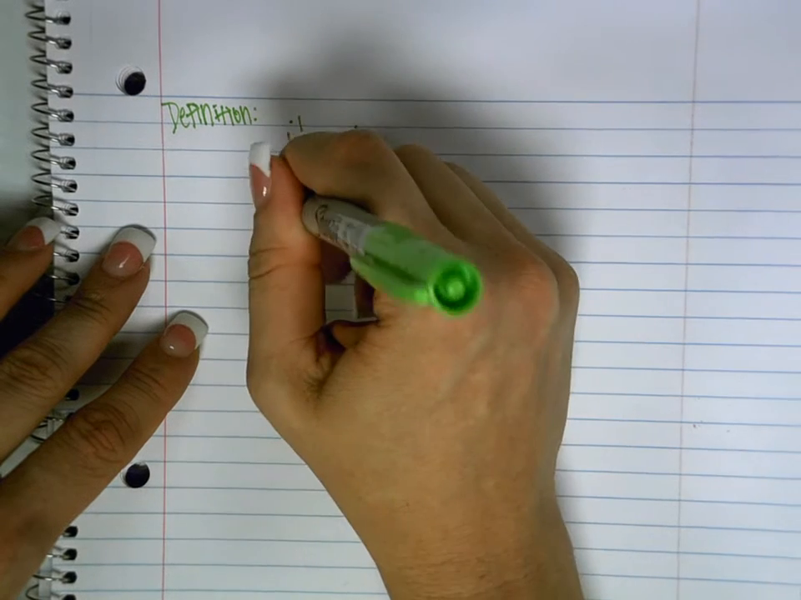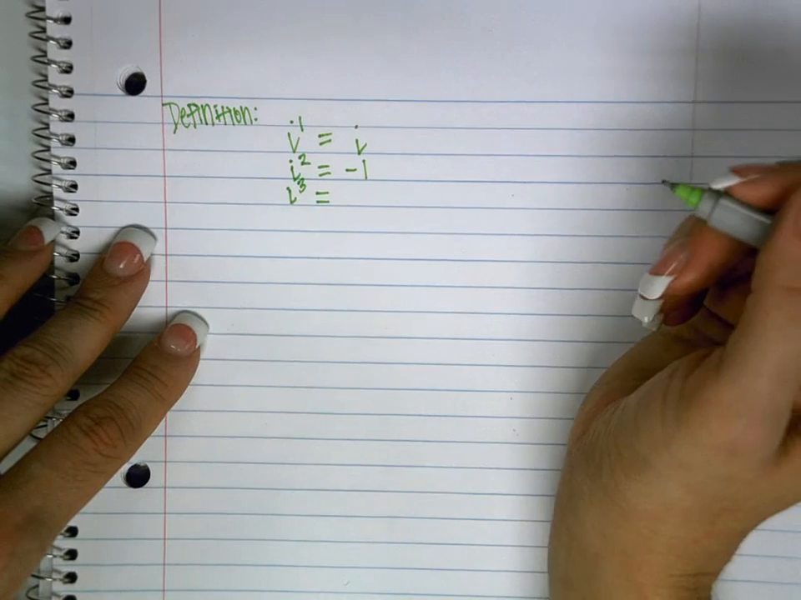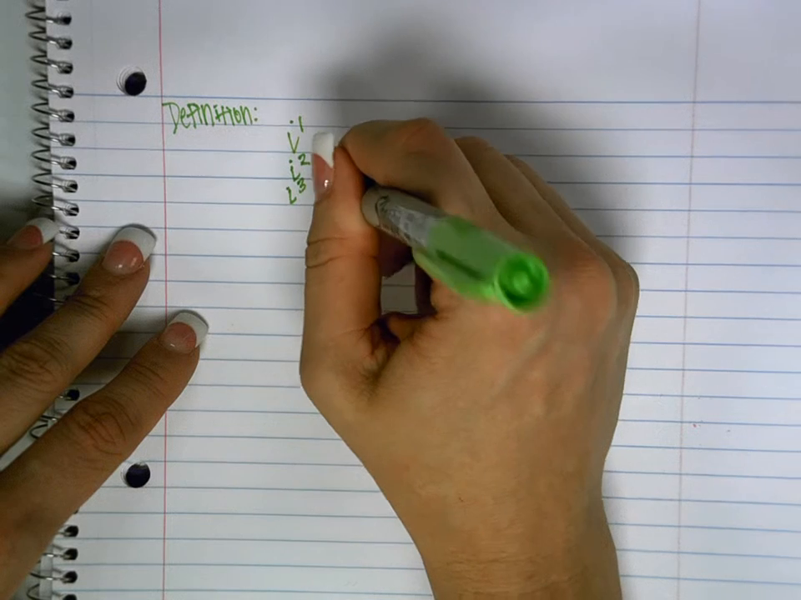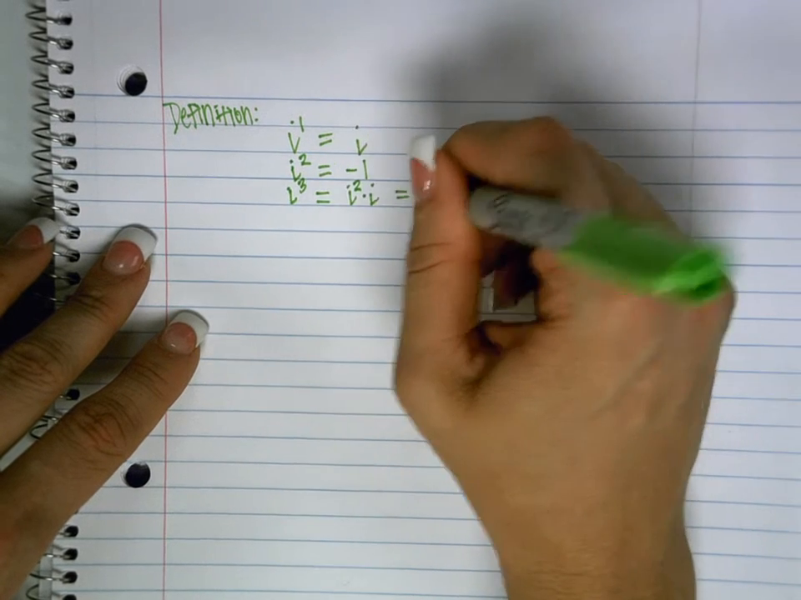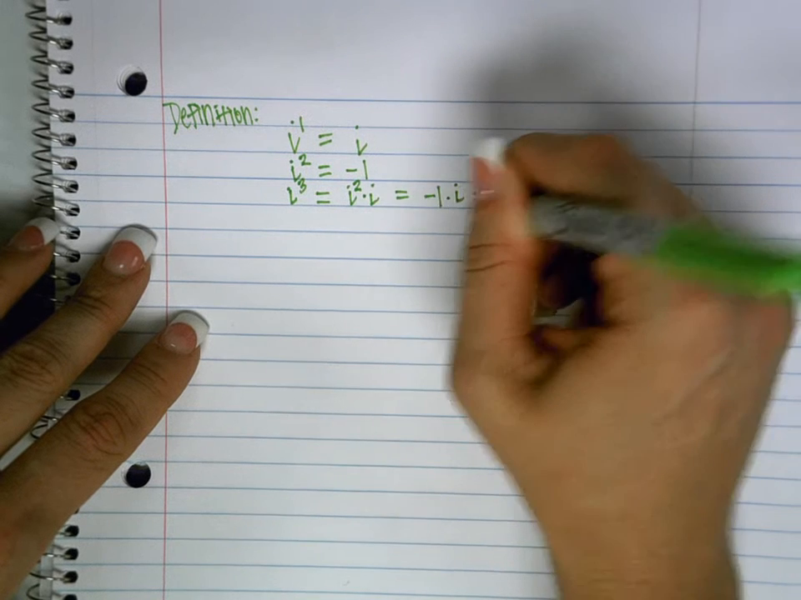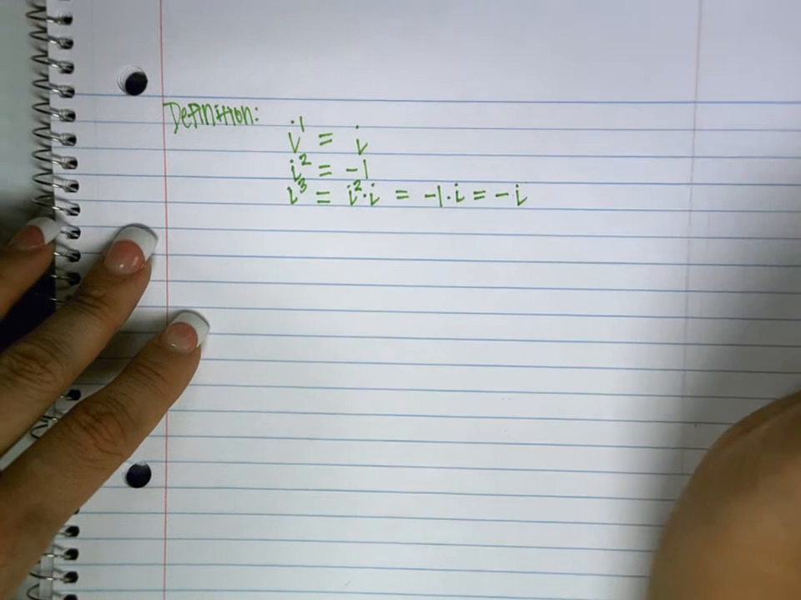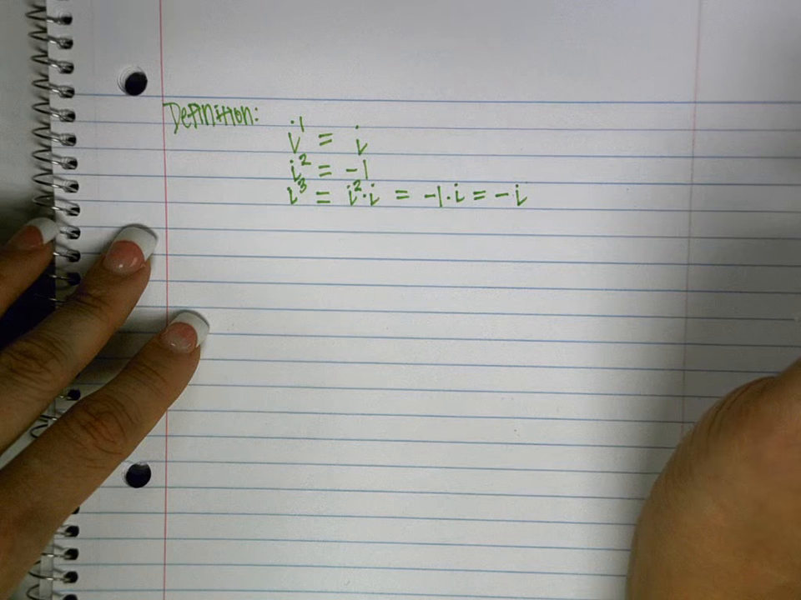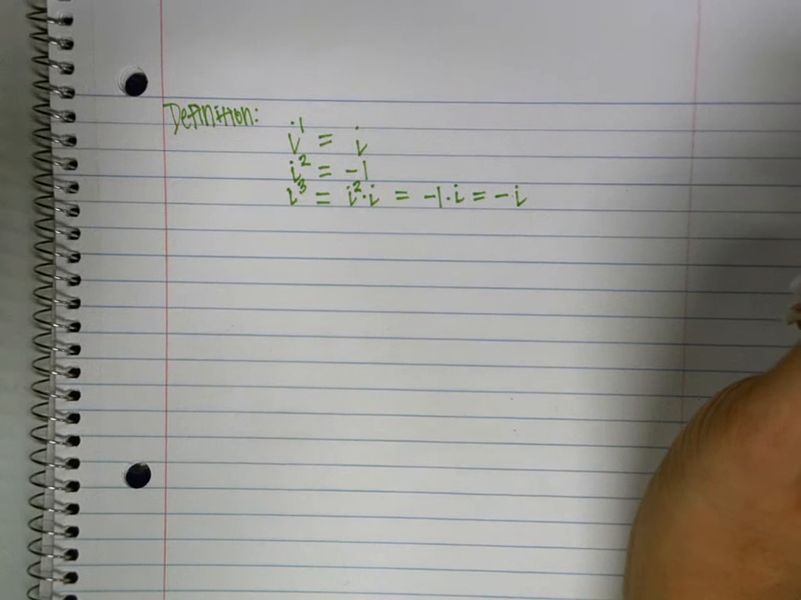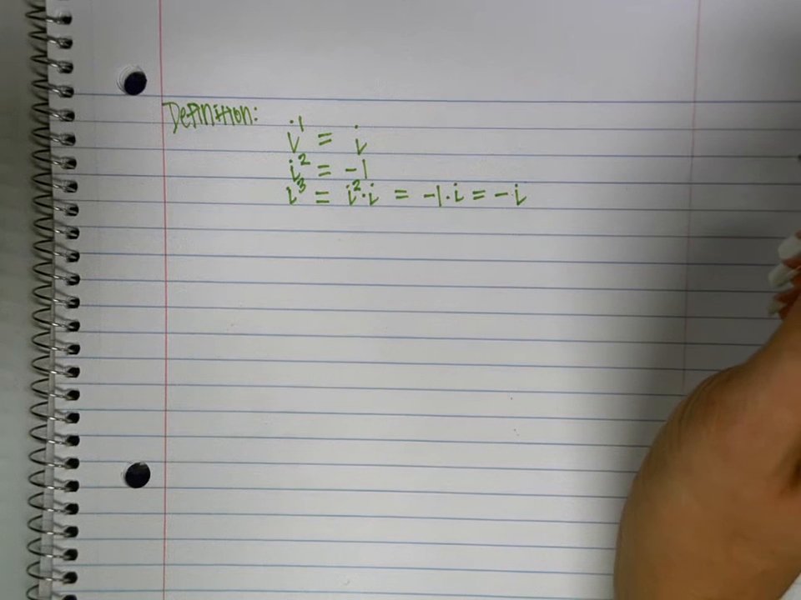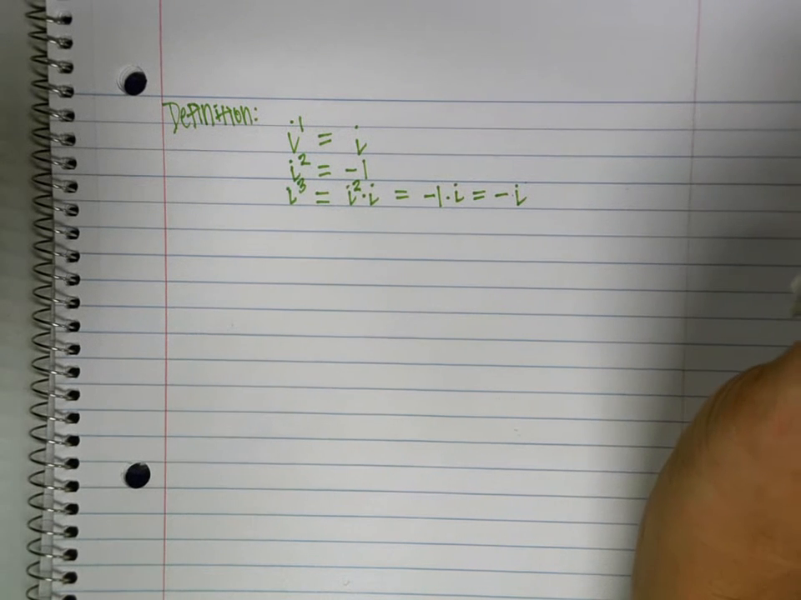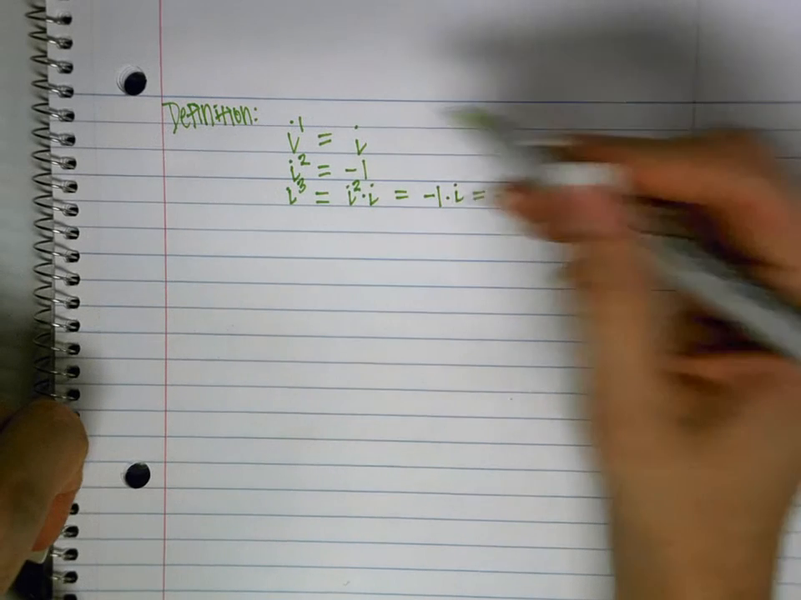-1. How could I break down i to the third? i to the third is the same thing as i squared times i. So that is -1 times i, which becomes -i, right? What is i to the third simplified? You can't leave it as i to the third. When you simplify i's, you cannot leave any exponents on i's. There cannot be any exponents other than a 1.